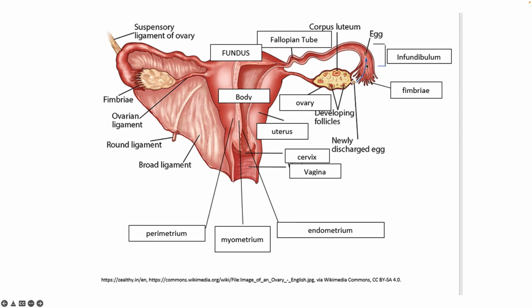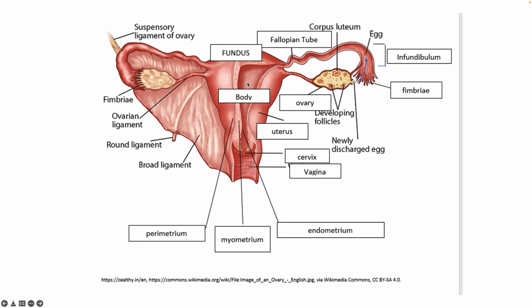All right, so this little spot here would be called the infundibulum, where the egg first enters. The fimbriae guide it into there, and now we're in the uterine tube. Or you could say fallopian tube too, same thing. And then from the fallopian tube, we enter into the uterus.